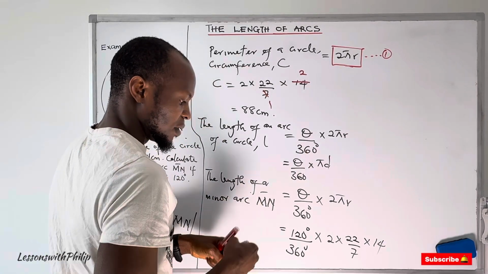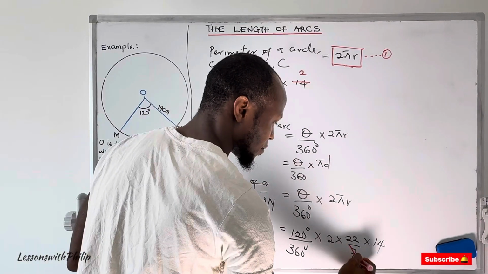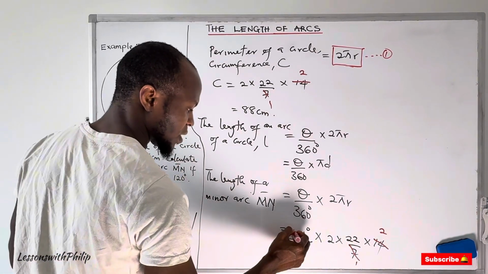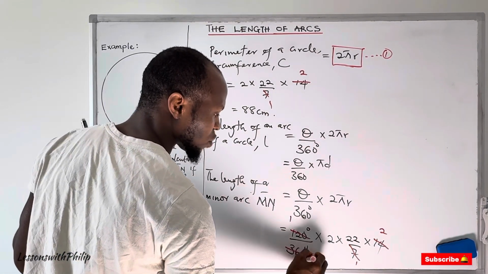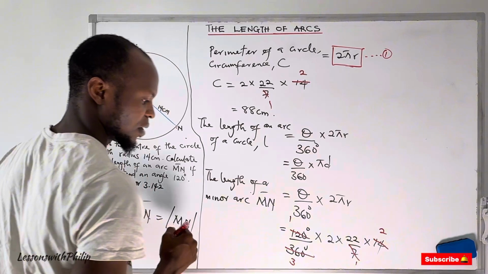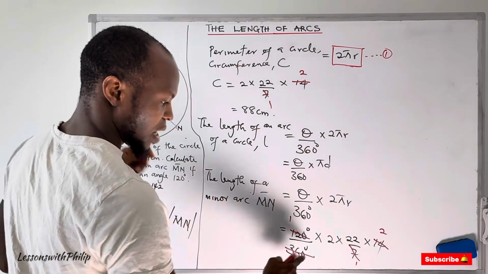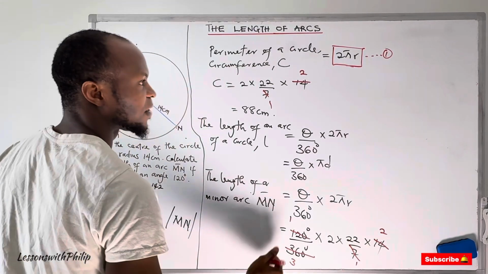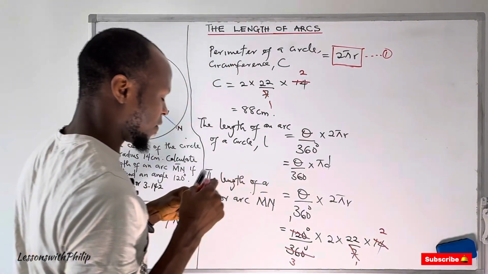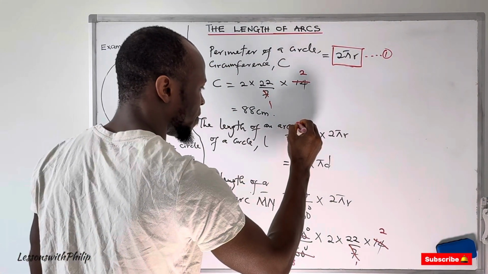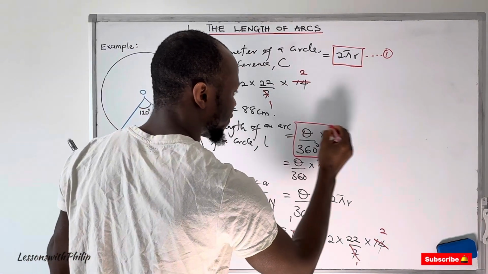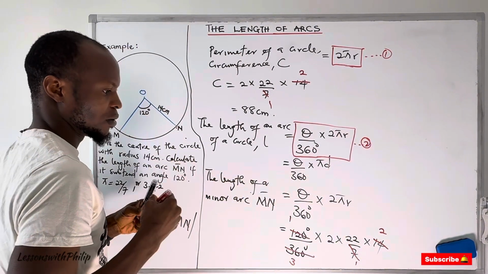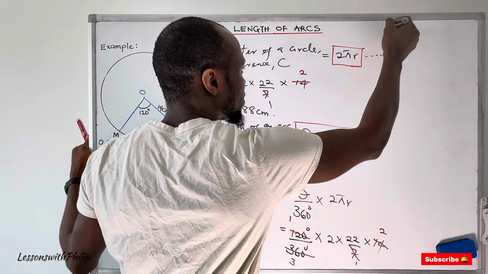Now, 7 into 14 is 2, and 7 into 7 is 1. 120 into 120 is 1, and 120 into 360 is 3. Automatically, I have 2, I have 22, I have 2, and I have 3 left. So, don't forget, this is our formula 2. Take notes.